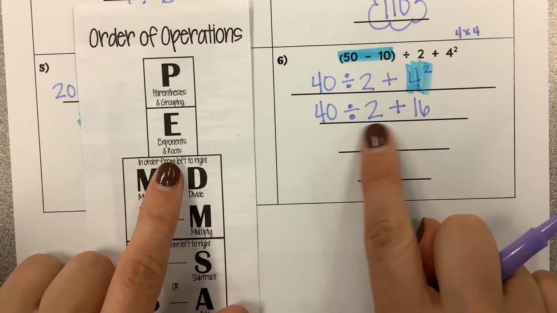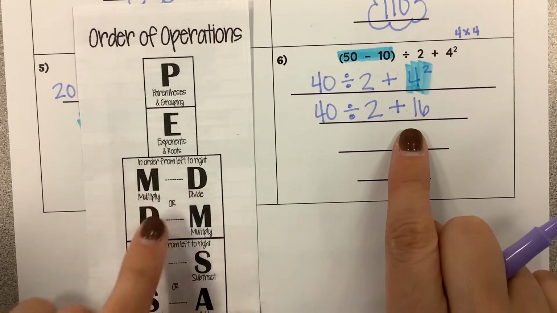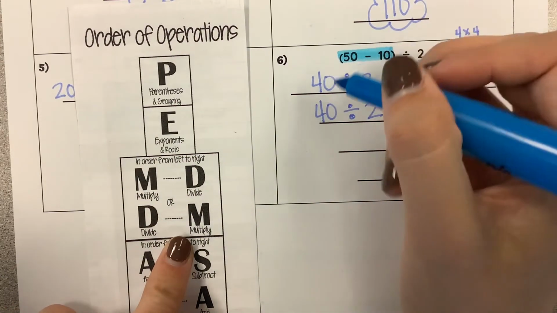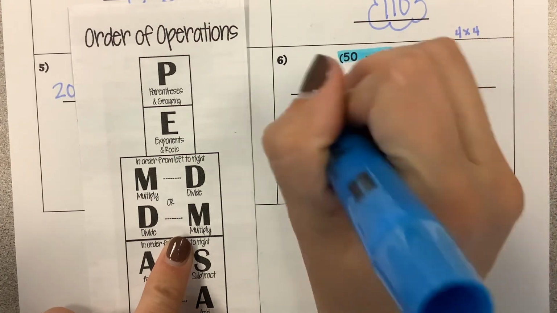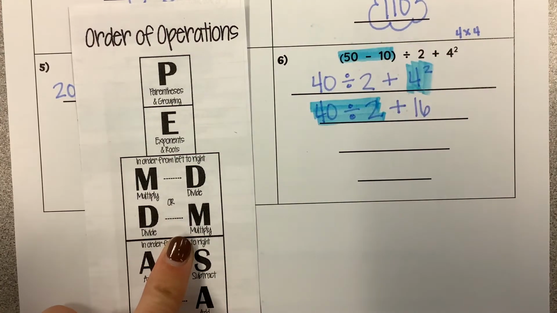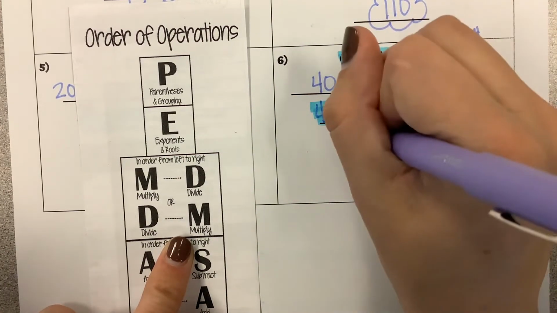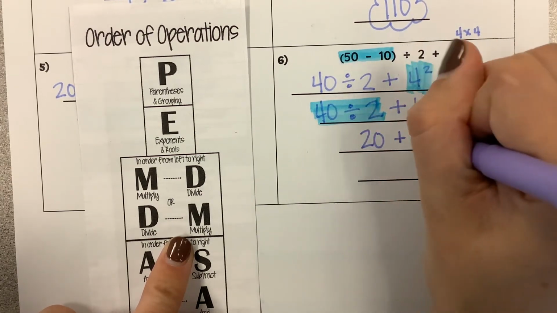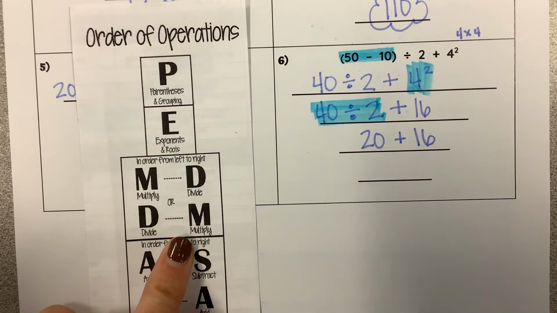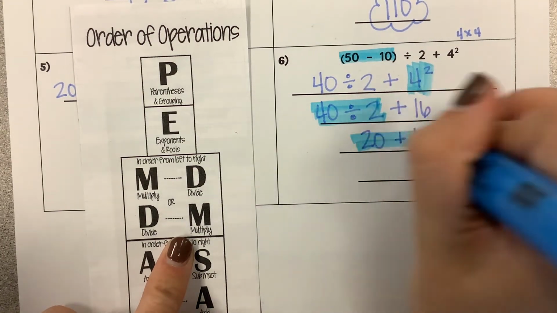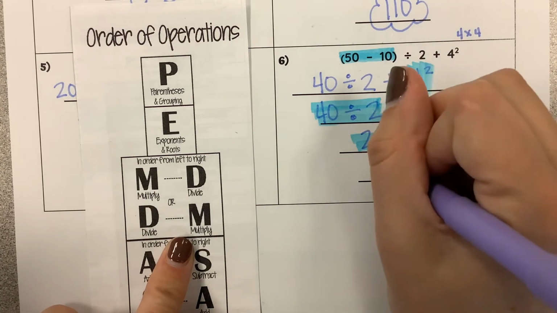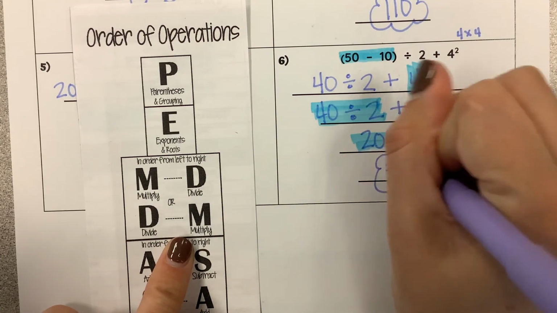Okay, do we see any other exponents? No. Do we see multiplication or division? Yes, we have division here, so that is what we are doing next. 40 divided by 2 is 20. Bring down the plus, bring down the 16. Now all that is left is addition. So we are going to add 20 plus 16, which is 36.